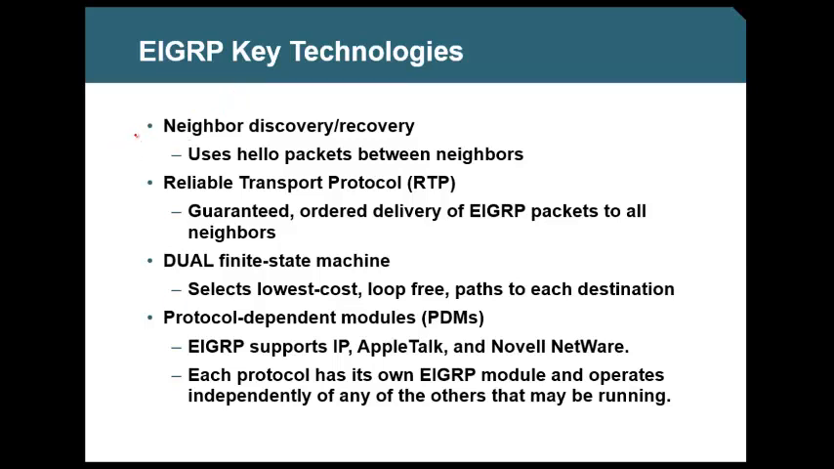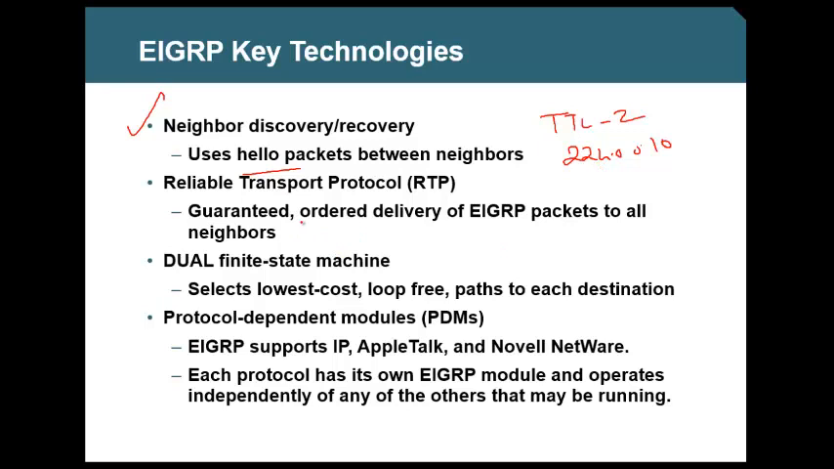EIGRP neighbors are discovered using hello packets. Hello packets are sent with a TTL value of 2, and it is sent to a multicast address 224.0.0.10. This information I did not share yesterday. I'm just adding to this because I do not want to repeat the same thing which we already saw.